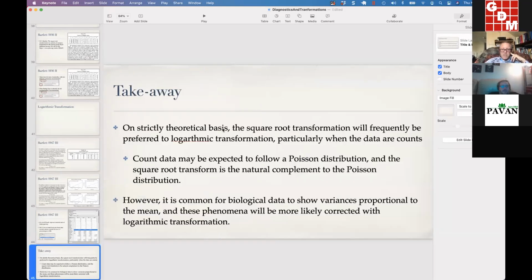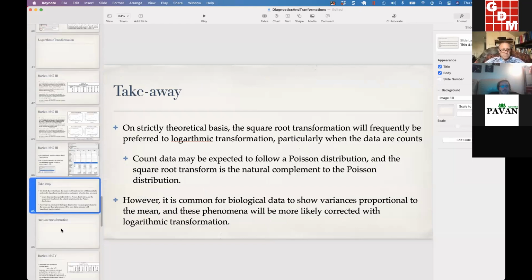So the takeaway from this in working with transformations is when you are working with count data, the square root transformation is going to be the theoretically preferred transformation. However, in biological data, we tend to see more variability when we have larger values, regardless of what the values are derived from. And the log transformation is going to most commonly correct for those types of variances.